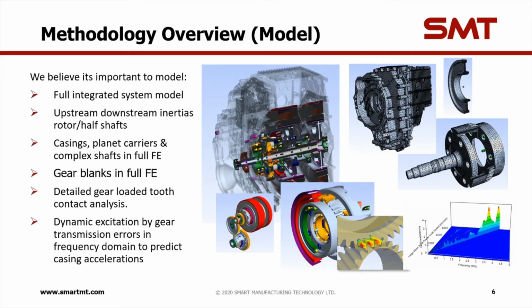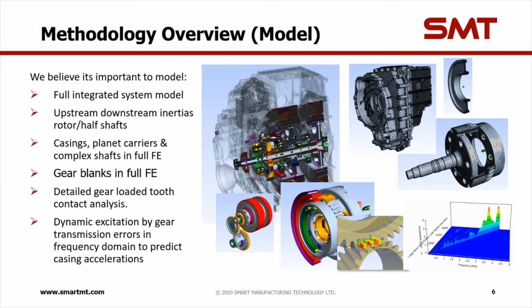It's important to use a high fidelity model to accurately simulate the NVH response. For this we use a fully integrated system model, including the up and downstream soft stiffnesses and inertias. Sometimes we model the half shafts within MASTA as well. Also sometimes the chassis is included as a full FE model if that is deemed to be a significant part of the problem.